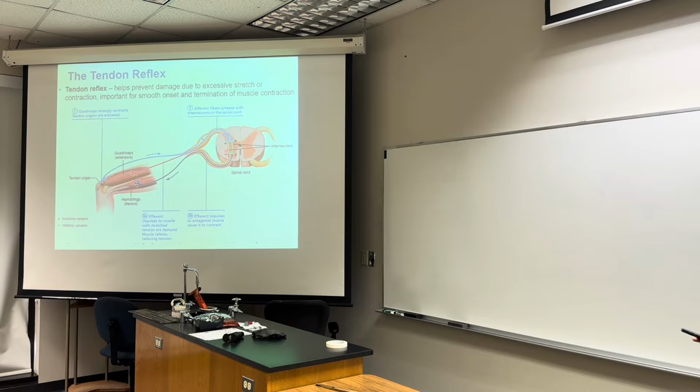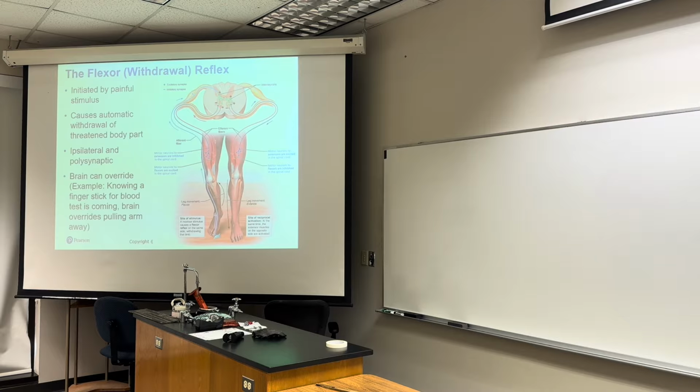First of all, if you have it stretched, you send this information, and then what is going to happen? You have your positive arm, negative arm. As you can see what's going on right here, efferent impulses to the muscle with the stretched tendon are damped, so the muscle relaxes, reducing the tension. And what is going to the opposite one? Efferent impulses to the antagonist muscle cause it to contract.